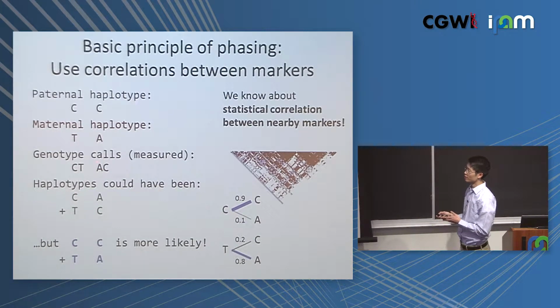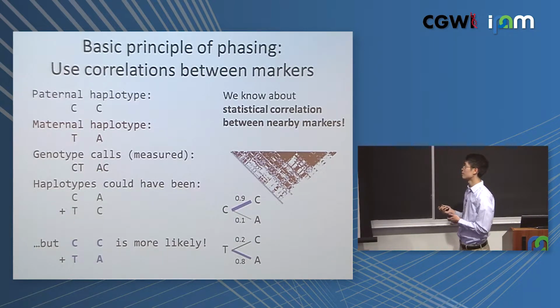And so we're trying to figure out whether the haplotypes that were actually transmitted from the mother and the father were CA and TC or CC and TA. And if the only information I gave you was the genotype calls for the individual in question, you would have no way of knowing what the right answer was. However, now suppose I tell you a little bit more information.